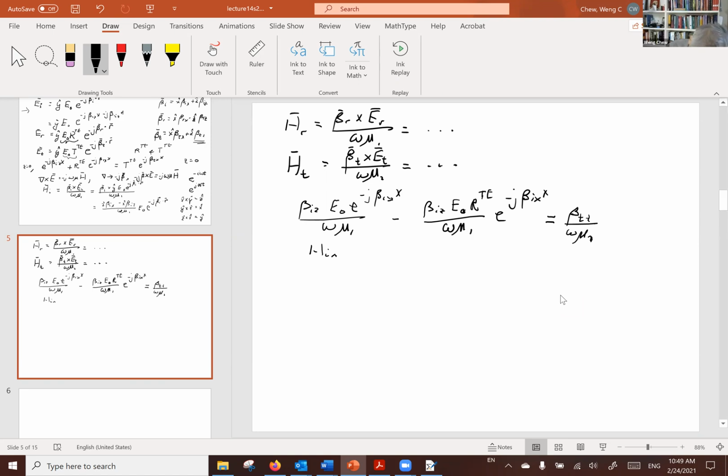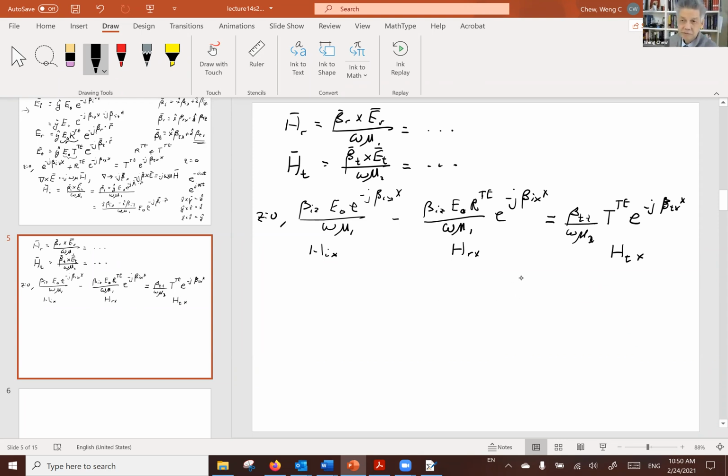Okay, you get mu2, and then t_TE, e to the minus j beta t x x, by setting z equal to 0. You have to set z equal to 0 to match the components. So this is just the reflected field. And this is the x component of the incident field. This is the x component of the reflected field. This is the x component of the transmitted field.